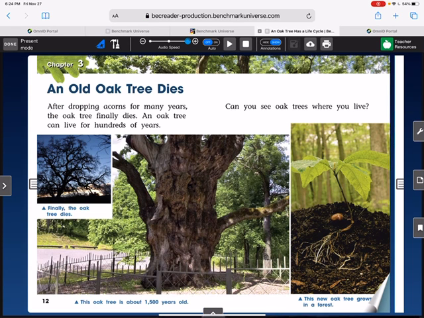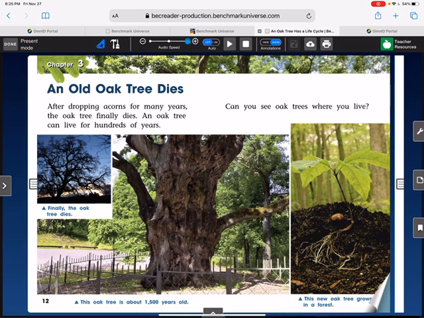Chapter 3, An Old Oak Tree Dies. This must be the end of a life cycle, don't you think? After dropping acorns for many years, oh my goodness, there's some sequencing words, after for many years. After dropping acorns for many years, the oak tree finally dies. Finally is usually one of our ending sequence words, isn't it? An oak tree can live for hundreds of years. Can you see oak trees where you live?